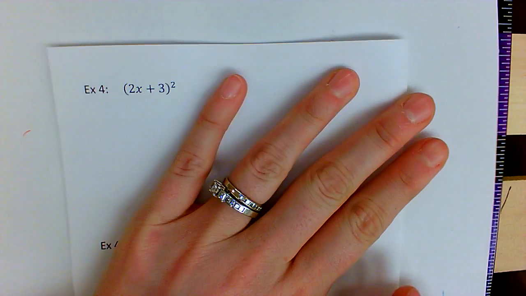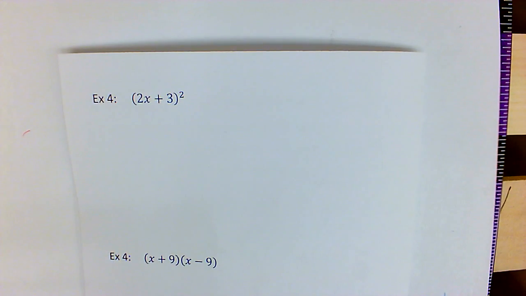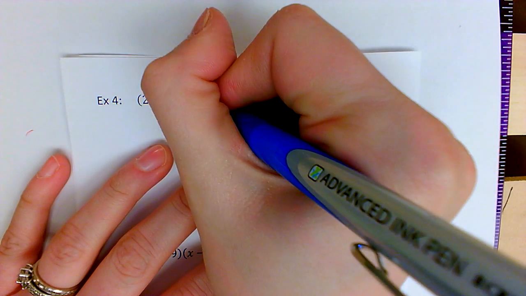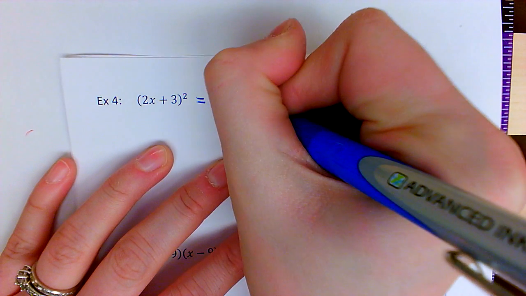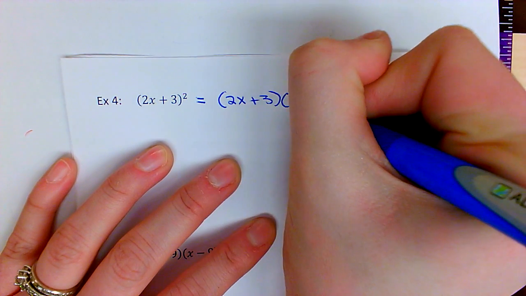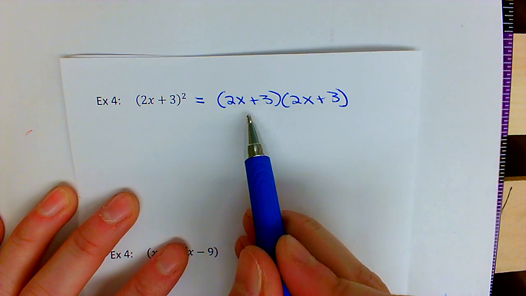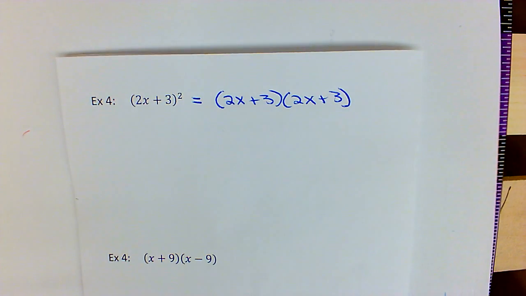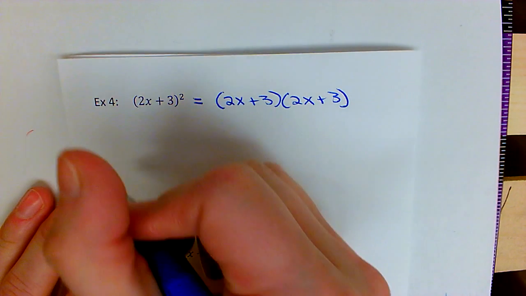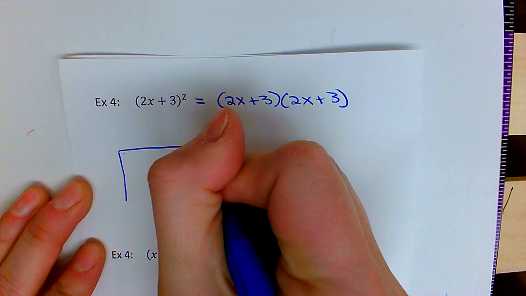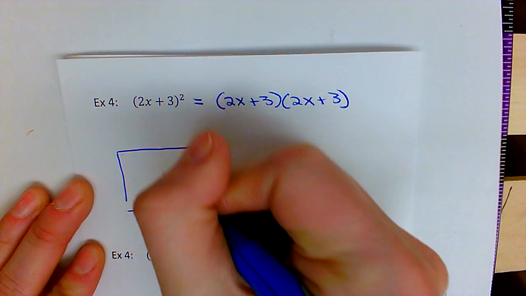So example number 4 is the same type of problem. I see that exponent on the outside, so I know that that really means my problem is 2x plus 3 times 2x plus 3. So when you see those exponents right there, the first thing I want you to do is expand. Now you are more than welcome to continue using the double distribution method if you want to, but for some of these problems I want to show you guys the box method.